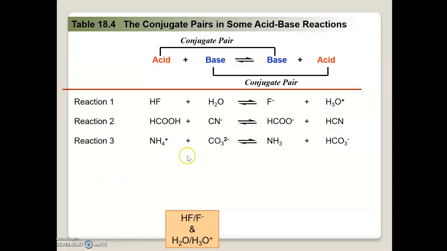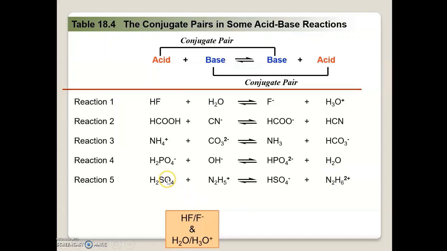Reaction 3. Ammonium, acid; carbonate, base; ammonia, conjugate base; HCOO minus, conjugate acid. Reaction 4. H2PO4 minus is the acid, OH minus is the base. H2PO4 minus produces HPO4 2 minus, so this is a conjugate base. OH minus produces H2O, so this is a conjugate acid.